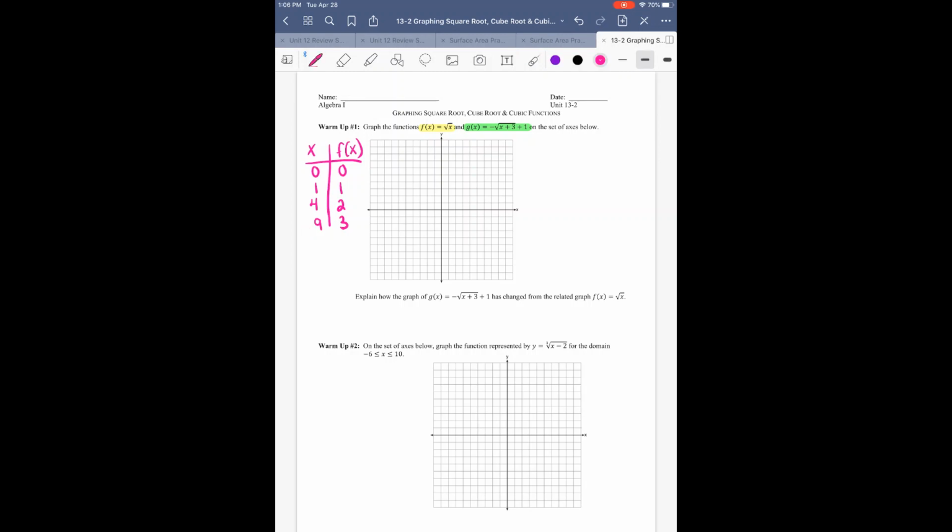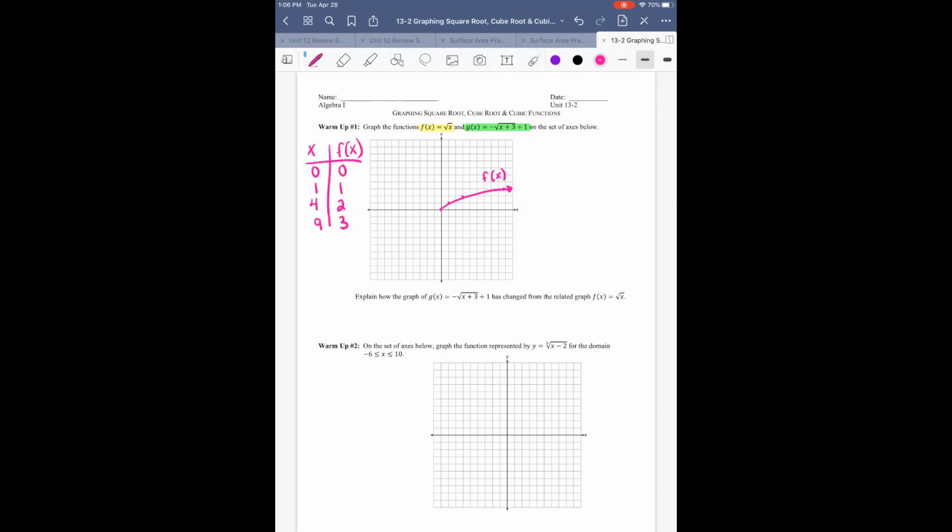So we're going to plot these points. We've got 0, 0, 1, 1, 4, 2, and 9, 3. We're going to connect it with a curved line and label it as f of x since we have two functions on our graph. So this is what our cube root function will look like. It's going to have a slight curve to it, and it's going to be moving towards the right side of the graph.